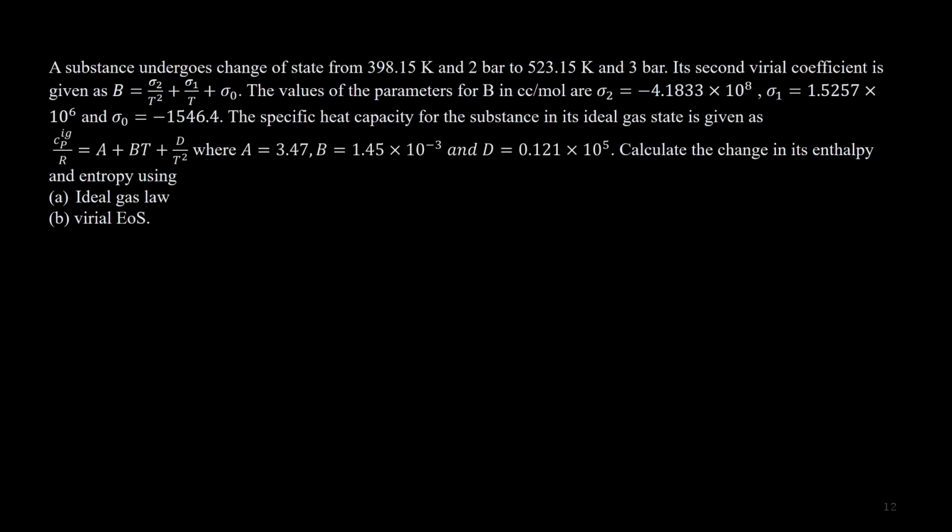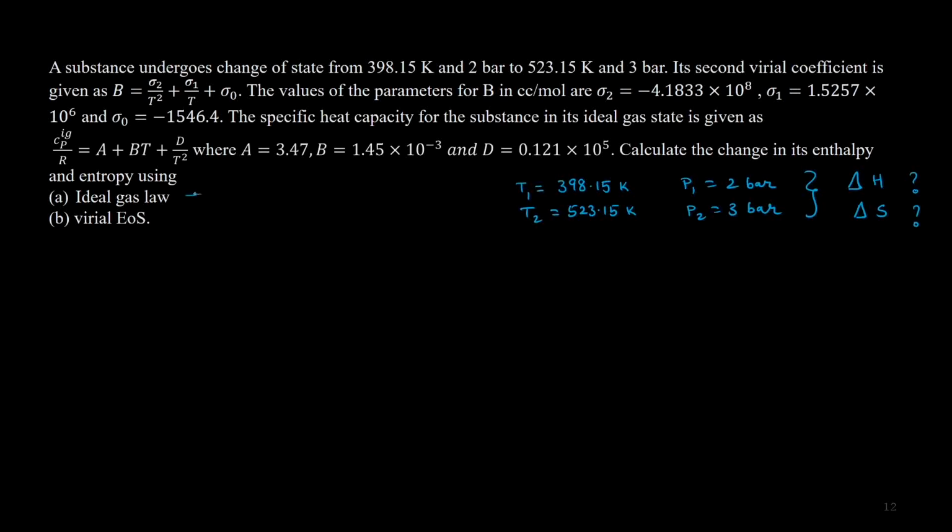A substance undergoes a change of state from an initial condition, a temperature of 398.15 Kelvin and a pressure of 2 bar, to a final condition. T2 is 523.15 Kelvin and P2 is 3 bar. This is the change of state. The specific heat capacity for the substance in its ideal gas state is given. Cp ig over R is given as A plus BT plus D over T squared. Values of A, B, and D are given to us. And its second virial coefficient is given. What we want to calculate is delta H and delta S.